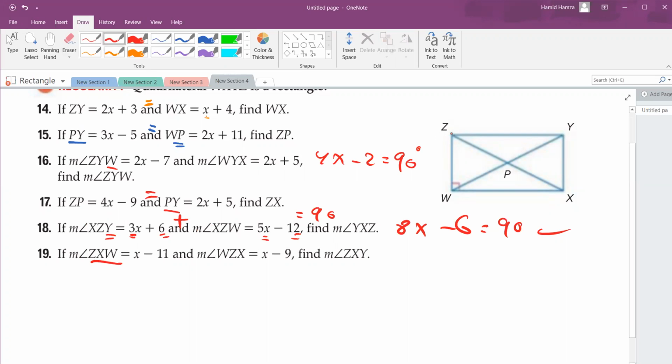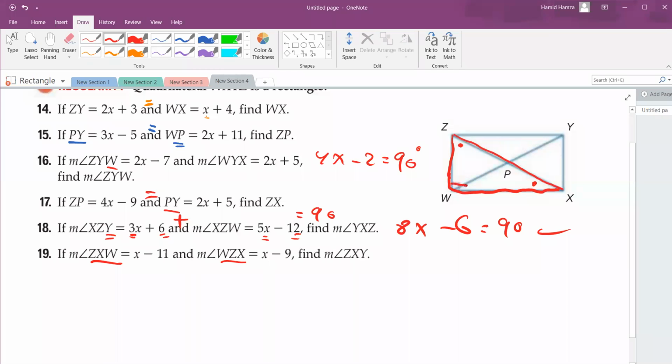ZXW, this one, and WZX, this one. So what is the relation, guys, between them? The sum must equal 90. Why, guys, why these two? Because W equals 90 degrees. Yeah, because we will work in this right triangle. And you know, guys, the sum of the acute angles in a right triangle equals 90 degrees.